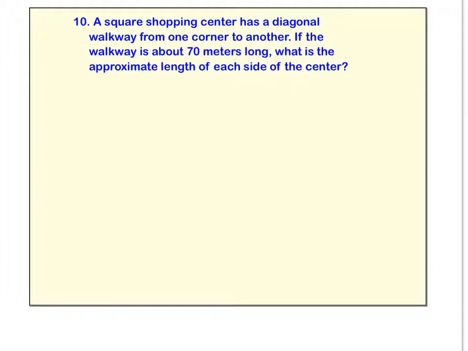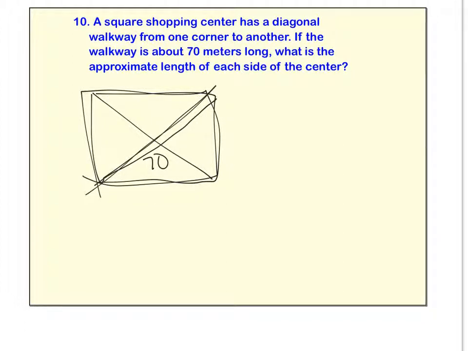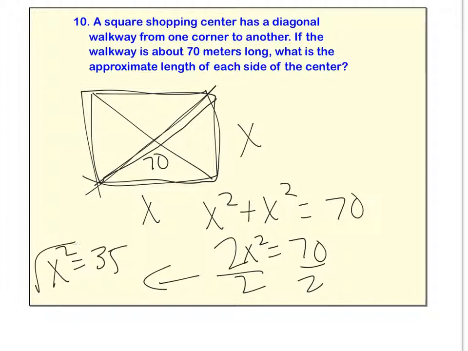So a square shopping center has a diagonal walkway from one corner to another. If the walkway is approximately 70 meters long, so what is approximate length to each side of the center? So you've got a square walkway from one corner to the other. If the walkway is about 70 meters long, how big is each side? So this entire thing is 70, but these are all the same. So it's like saying x squared plus x squared equals 70, or 2x squared equals 70. So, little division, I get x squared equals 35. So square root, square root.